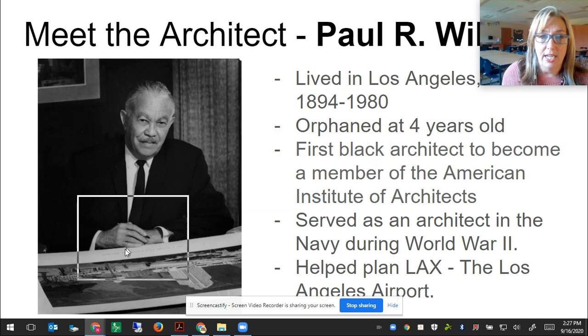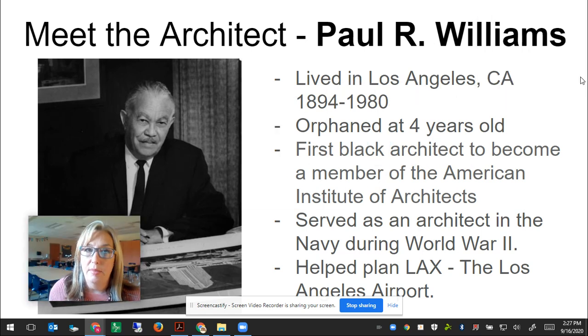After that, you're going to take a look at more detail this slide about Paul R. Williams. So he lived in Los Angeles, California. He was born in Los Angeles in 1894, and he died there in 1980. He was orphaned when he was only 4 years old and lived with a foster family thereafter. He was the first Black architect to become a member of the American Institute of Architects.